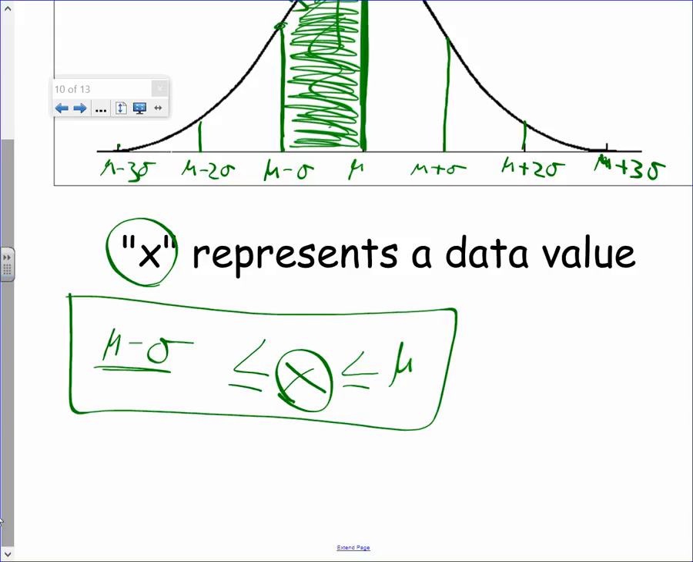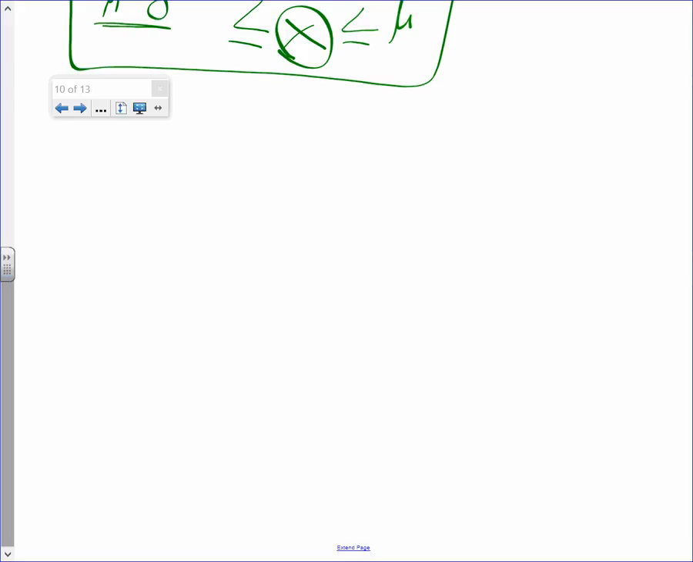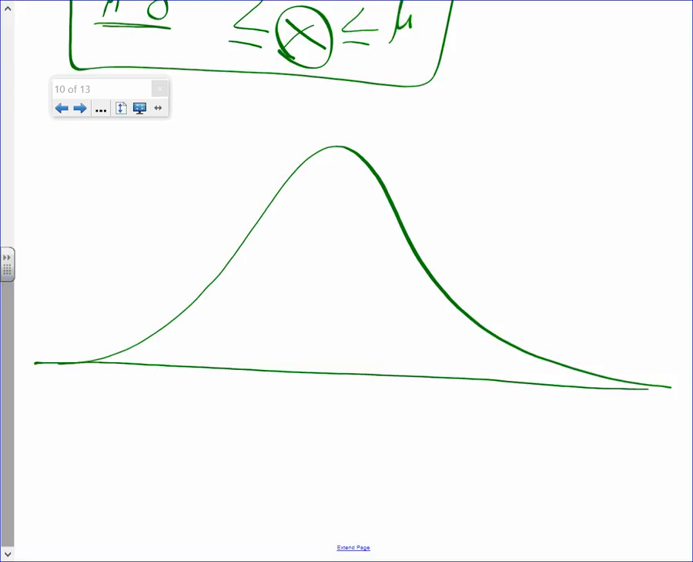Let's try another one. That'd be example 1. Go to draw another curve. Again, the more you draw them, the quicker you're going to get. Standard deviation, or actually the mean, standard deviation, 2 standard deviations, 3, 1, 2, 3.